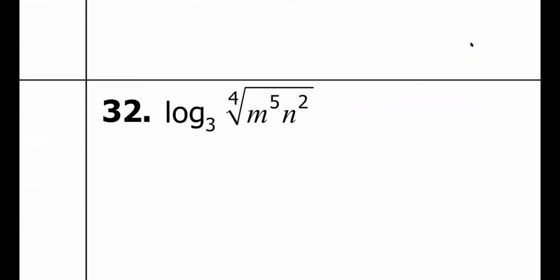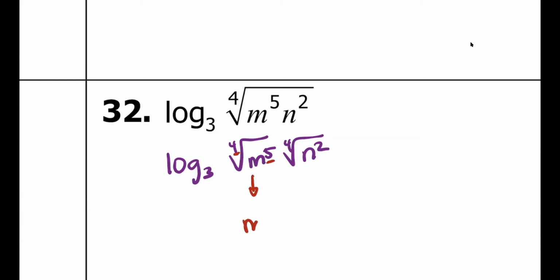So let's see. We're going to expand this. I don't like a radical. So we can look at it like this: log base 3 of the 4th root of m to the 5th, 4th root of n to the 2nd. So give them their own radical, right? And now let's change it to exponents. Remember, the exponent here is the top and the index is the bottom. So this becomes m to the 5/4, this becomes n to the 2/4, and this is log base 3 of all that.